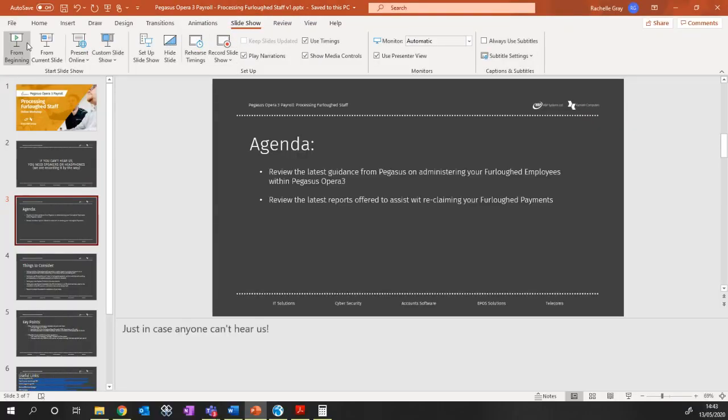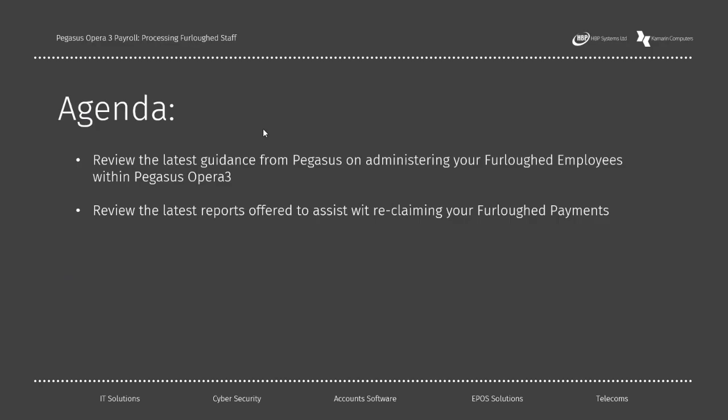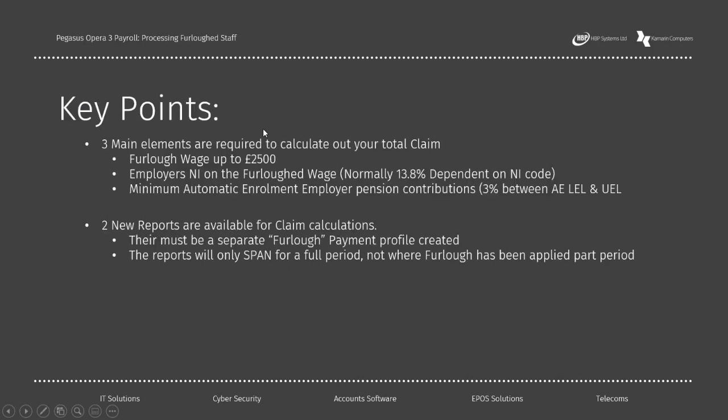What I'd also like to do is, if I just skip through our presentation here, it's around the key points. So we've got three main elements that are required for your claims. It's the furlough wage up to 2,500. It's the employer's national insurance on the furloughed wage, normally 13.8%, but that will completely depend on the national insurance code that employee has applied.